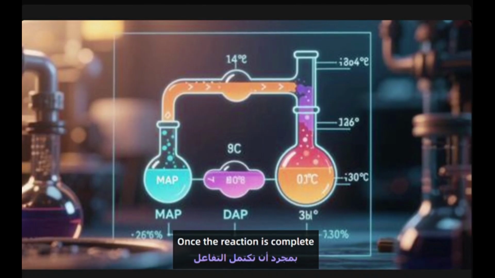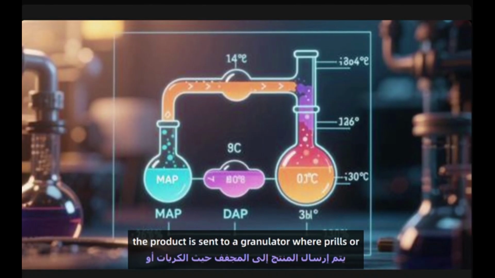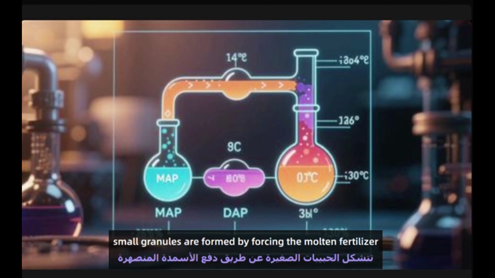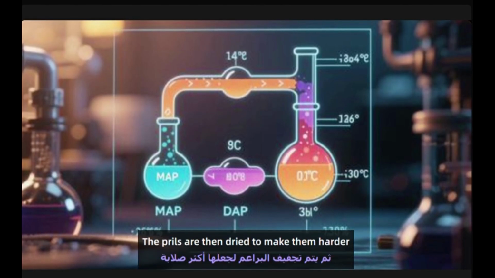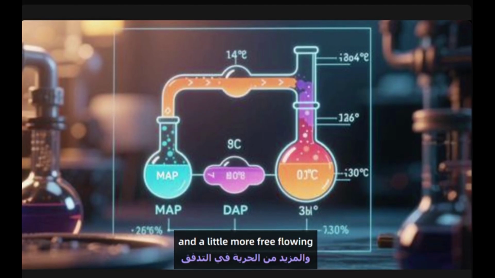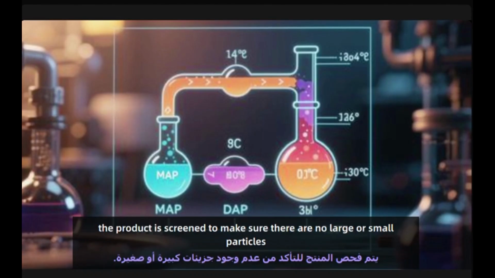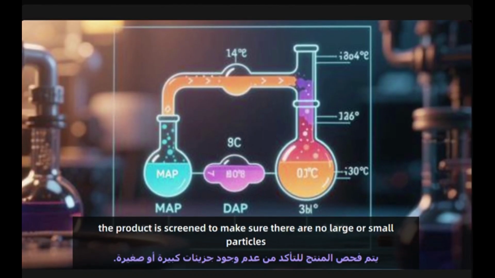Once the reaction is complete, the product is sent to a granulator, where prills or small granules are formed by forcing the molten fertilizer through a screen with many small holes. The prills are then dried to make them harder and a little more free-flowing. Finally, the product is screened to make sure there are no large or small particles.